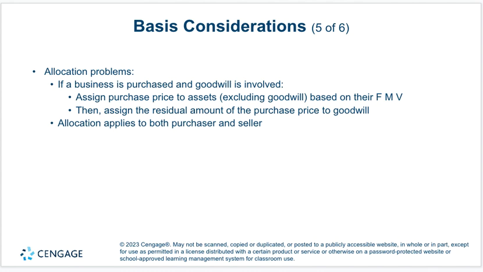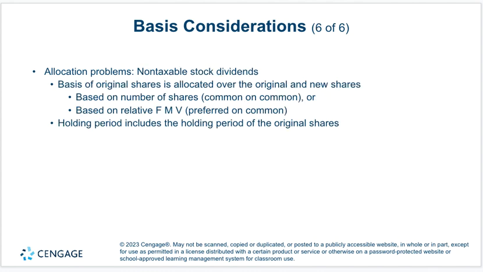And so if a business is purchased and there's goodwill involved, then when that happens, we'll assign the purchase price to the assets, excluding goodwill, based on their fair market value, and then assign the residual amount of the purchase price to goodwill. So for example, if we purchase a building for $100,000, but the fair market value of their assets was only $80,000, then we would assign the $80,000 to the assets and the $20,000 to goodwill. And that applies to both the purchaser and the seller.